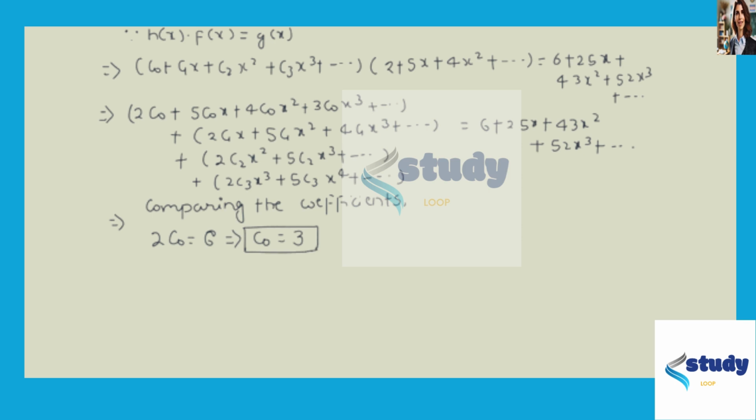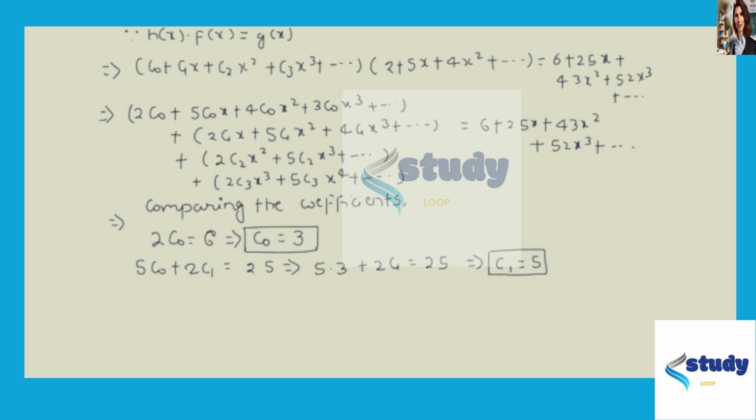Now compare the coefficient of x. So I have 5c0 x plus 2c1 here. So it will be 5c0 plus 2c1 equals 25 on the right hand side. So from this I get 5 times c0, which is 3, plus 2c1 equals 25. This will give me 25 minus 15 is 10. So I will get c1 value to be equal to 5.